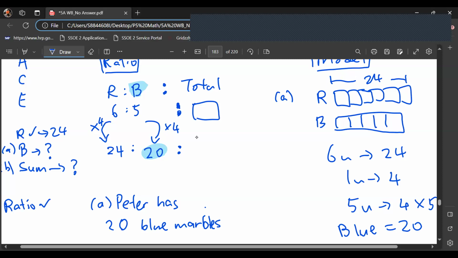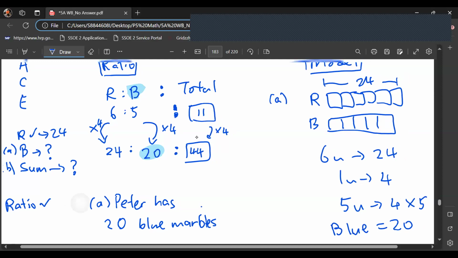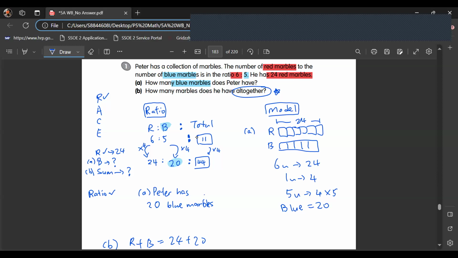Here, this one will be 44. We found that, not this. What do you think is in this box? 11. In the model form, is it easy to see? 11 units total. So for D, I could have got 11 units, so it's 4 times 11.